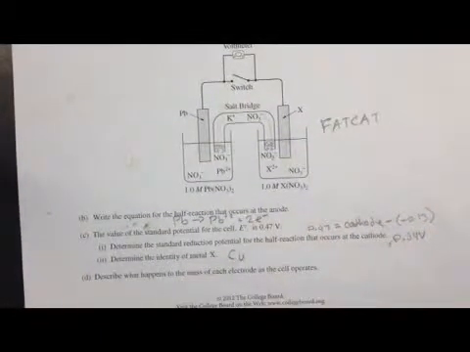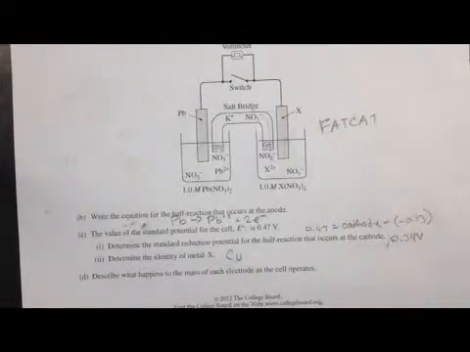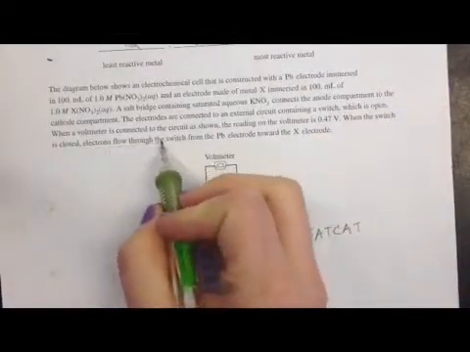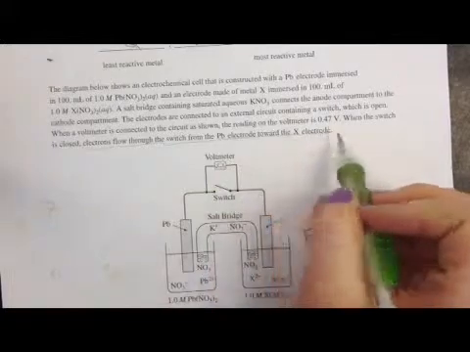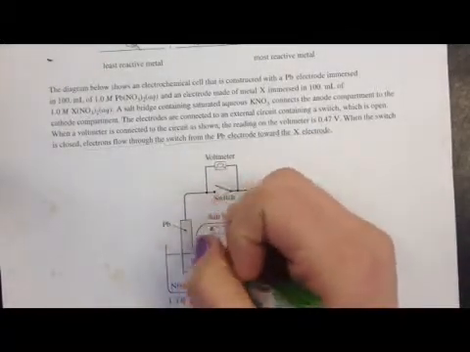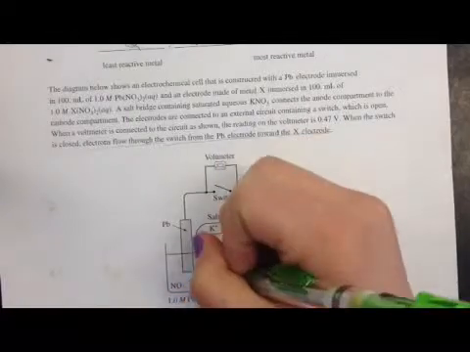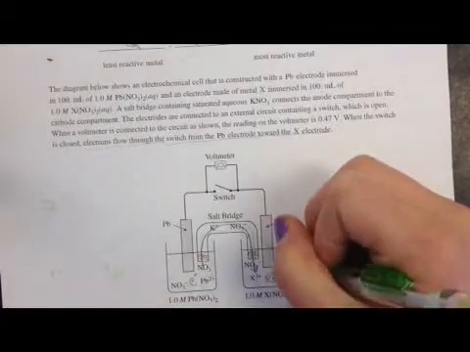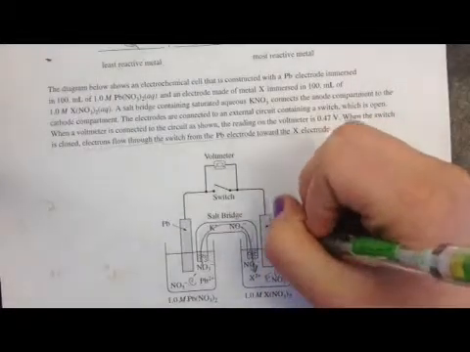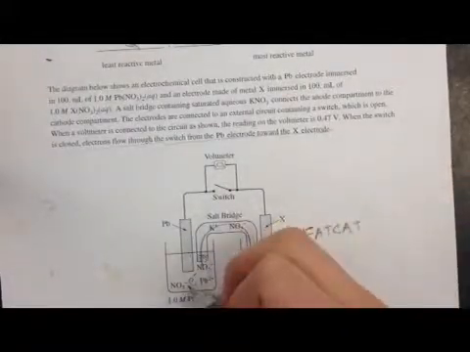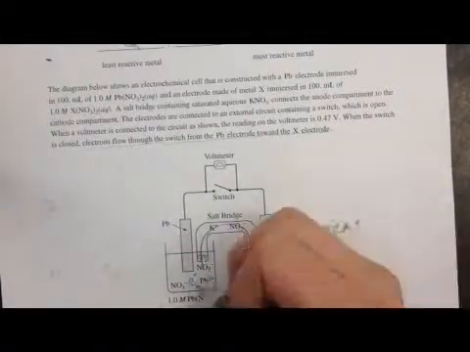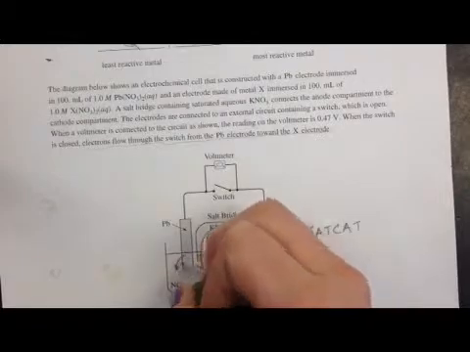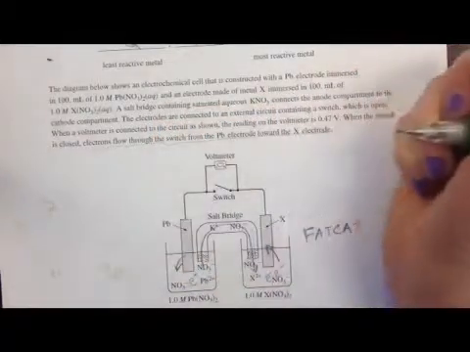Okay, so question D is telling you to describe what happens to the mass of each electrode as the cell operates. So up here, it tells us that electrons flow through the switch from the Pb electrode toward the X electrode. So since we have electrons flowing from the solution with Pb into the solution with X2+, we have extra electrons in the solution that flow into the metal bar, causing it to increase in mass. So since we have electrons leaving the solution on the Pb side, that means that they're getting the electrons from the Pb bar, and so that one's decreasing in mass.